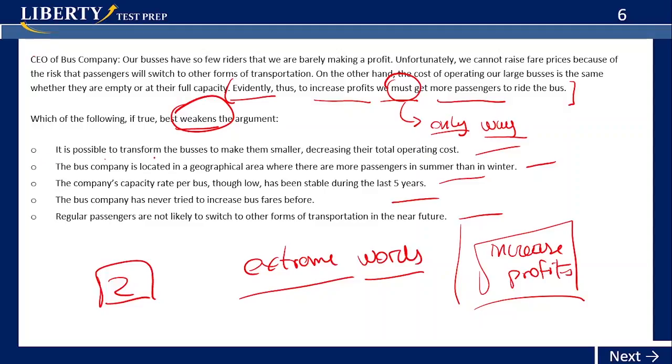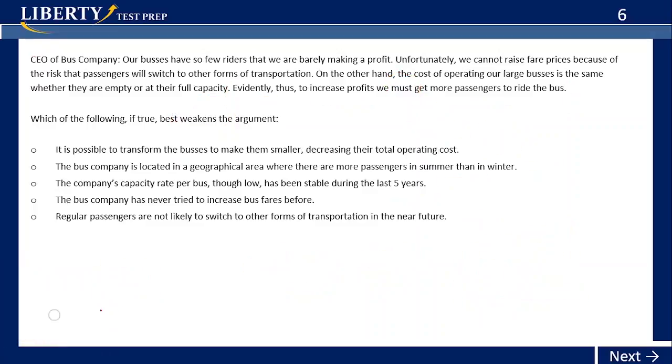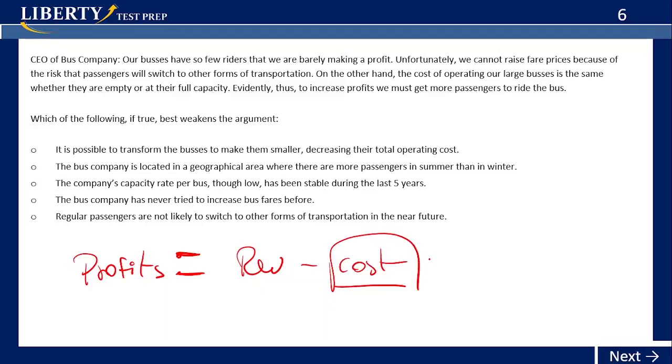It is possible to transform the buses to make them smaller, decreasing their total operating cost. Okay, so whenever you have the word profits, you immediately have to think about this. Profit is equal to what? Revenues minus costs, right? Costs, you have a lot of factors in costs, right? Operating costs, you have variable costs, fixed costs, etc. And then you have the revenues. Revenues are price times quantity, okay?